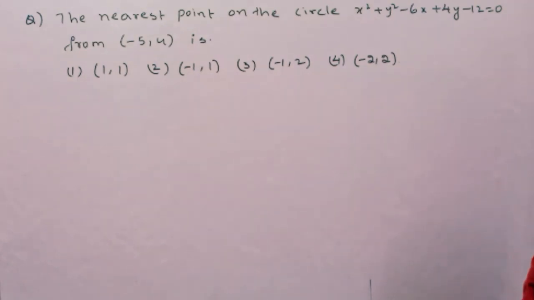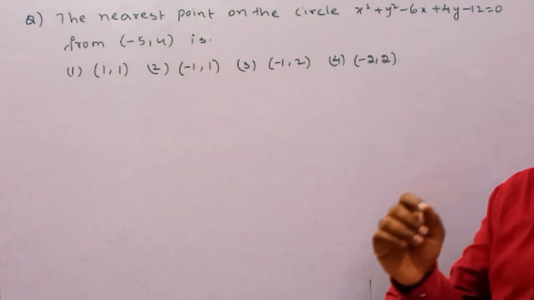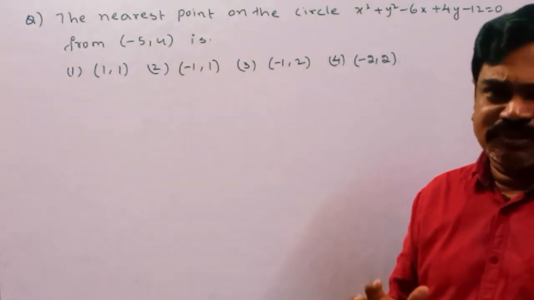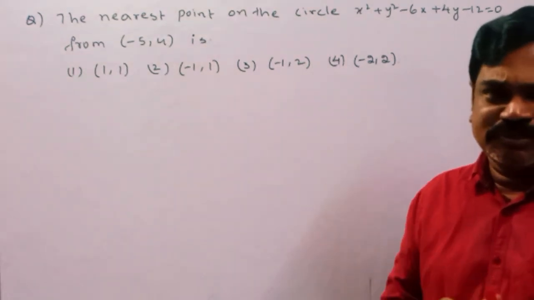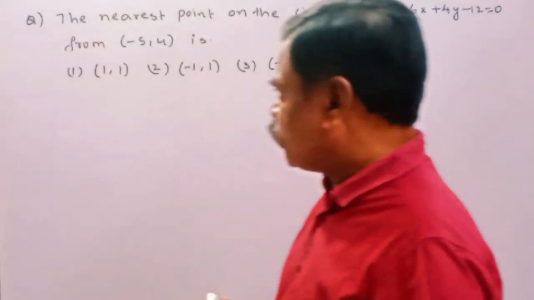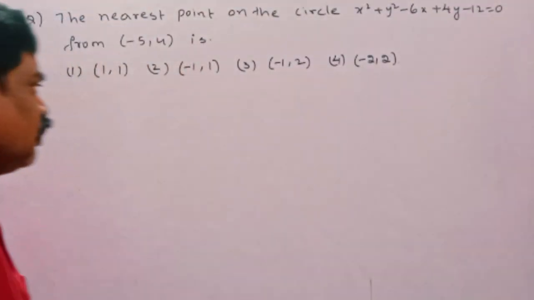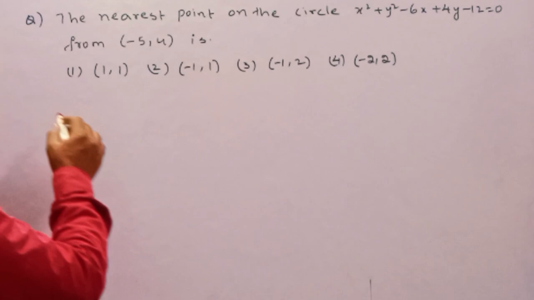If only one point is there, we need not find the shortest distance. That is the shortest distance. Okay, all of you. So here you see the given circle.